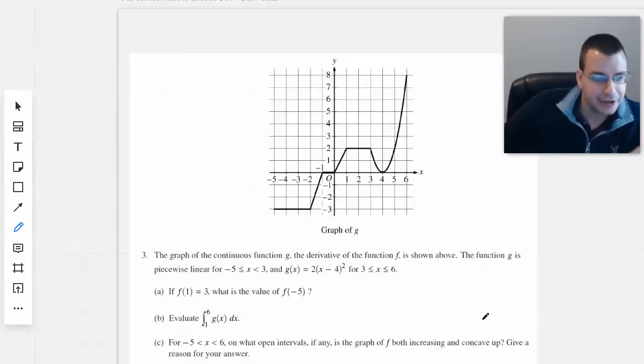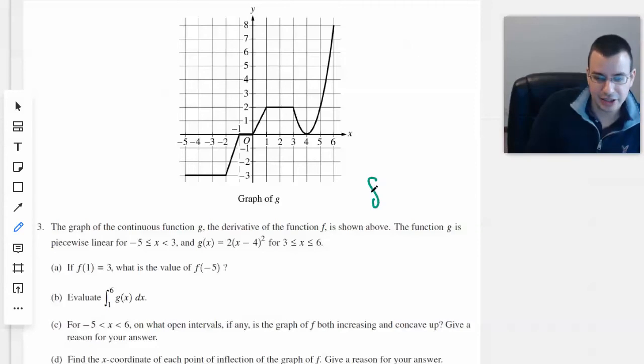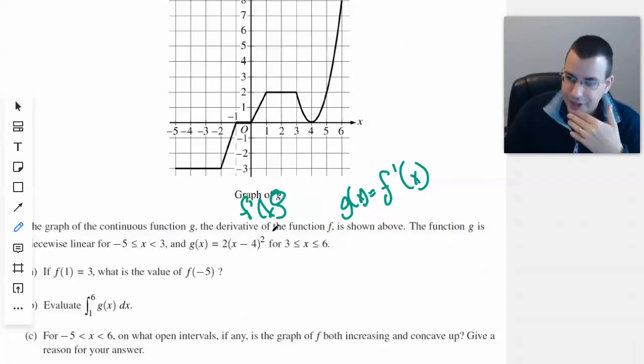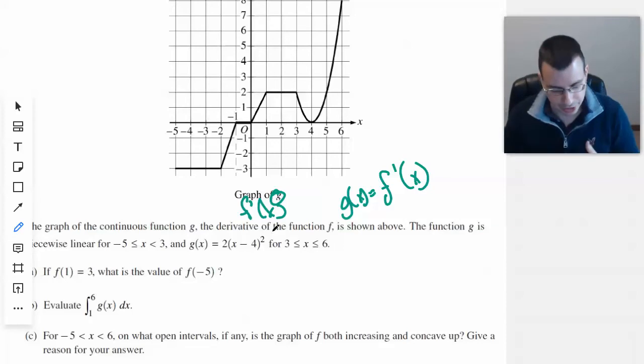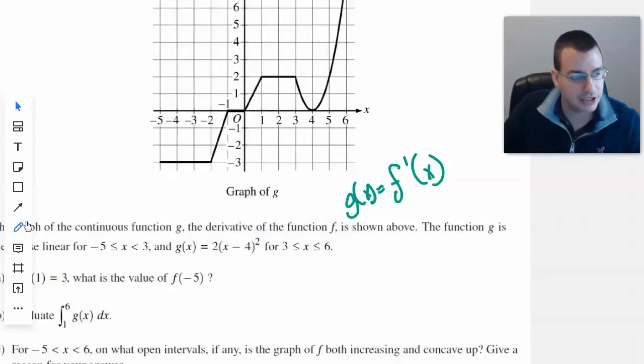Okay, so we have a graph of the continuous function g, the derivative of f of x. So this is saying that g of x equals f prime of x, so I'm just going to replace this with f prime of x. This graph is the derivative of f. You see this a lot on the AP exam, where it feels like there are tricky words and phrases just to make life more confusing without actually making it conceptually more difficult.